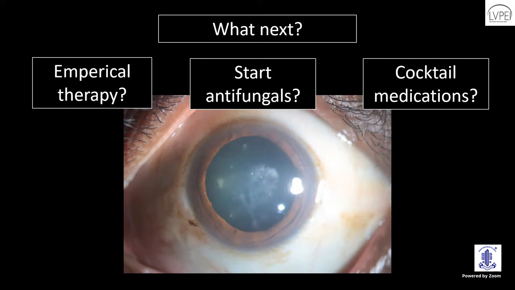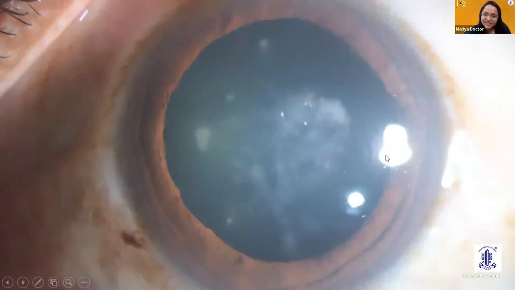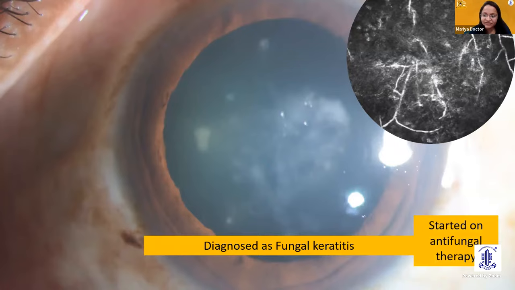Yeah, so fortunately, we are having a confocal microscopy. So, this is the picture on confocal. Since a microscopic evaluation was negative, we went ahead and did confocal. And as we can see, multiple hyperreflective linear branching filaments were noted, which confirmed our diagnosis of fungal keratitis. And we started the patient on antifungal therapy. And this is about 2 weeks later when the lesion had completely scarred.